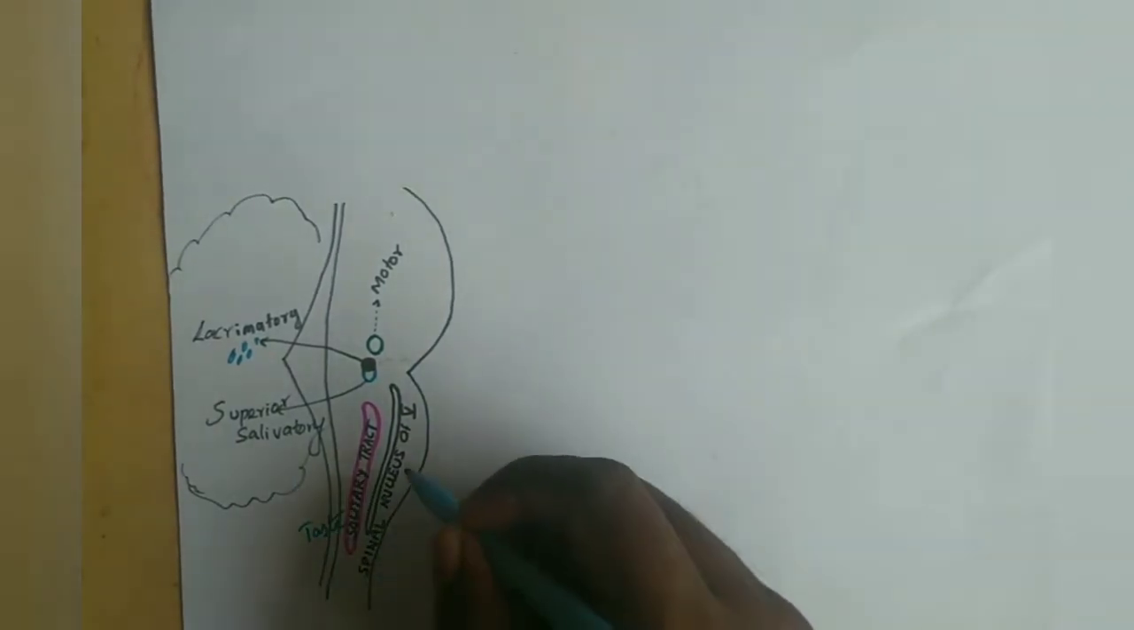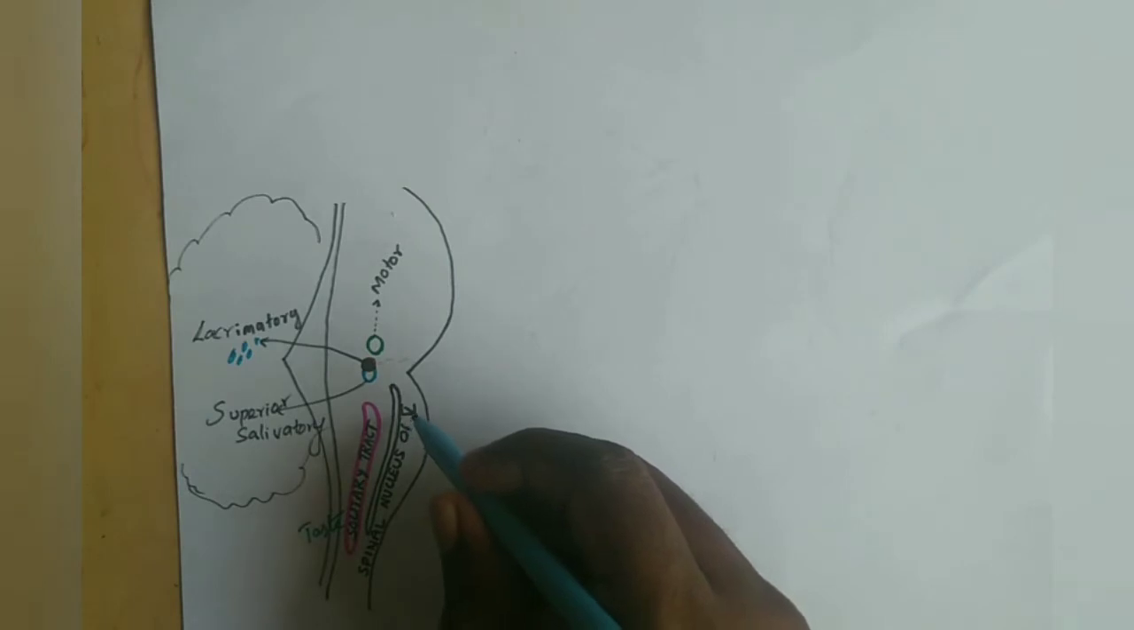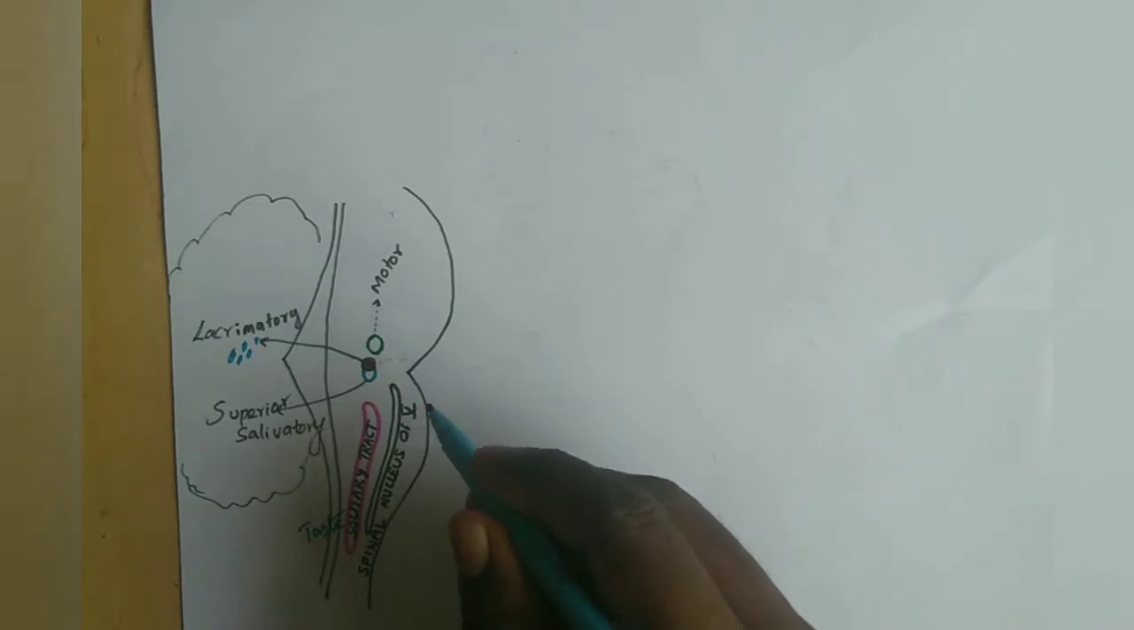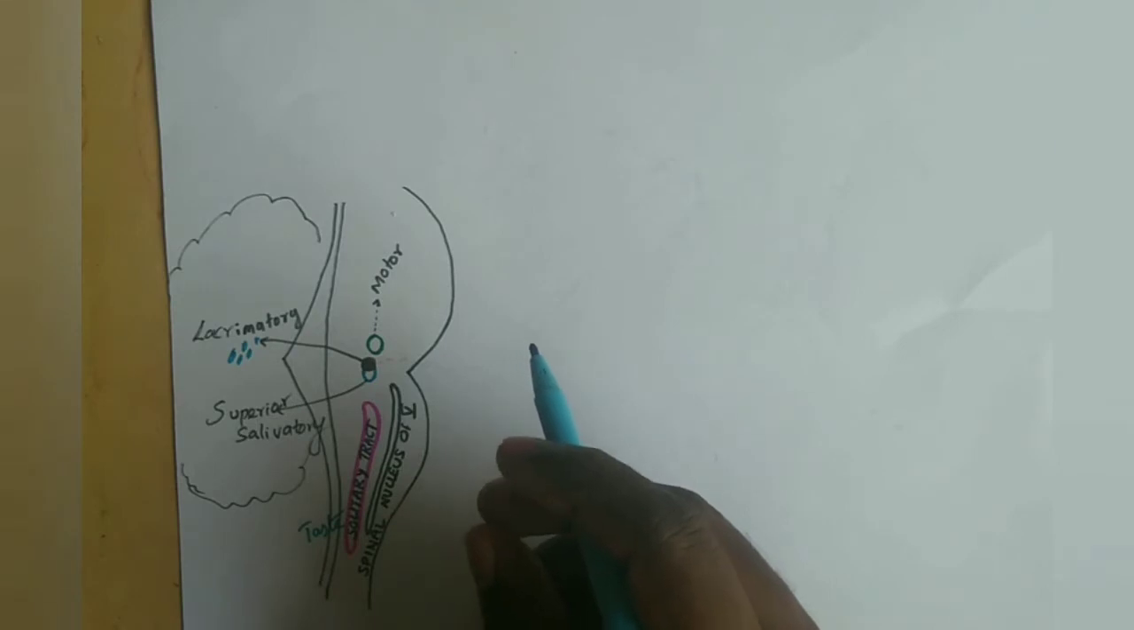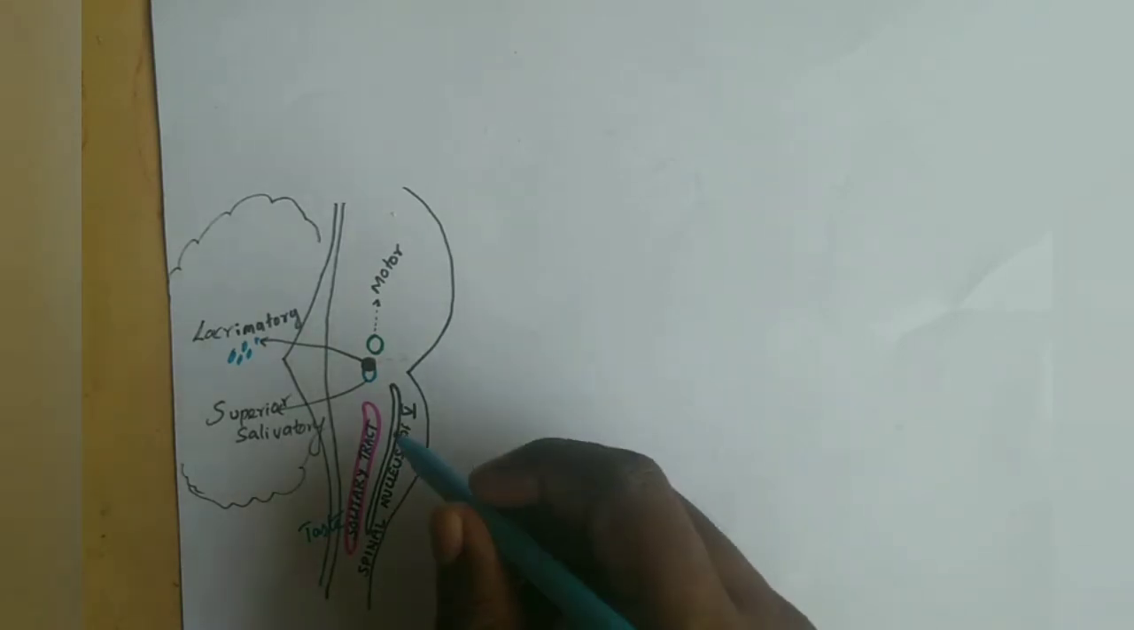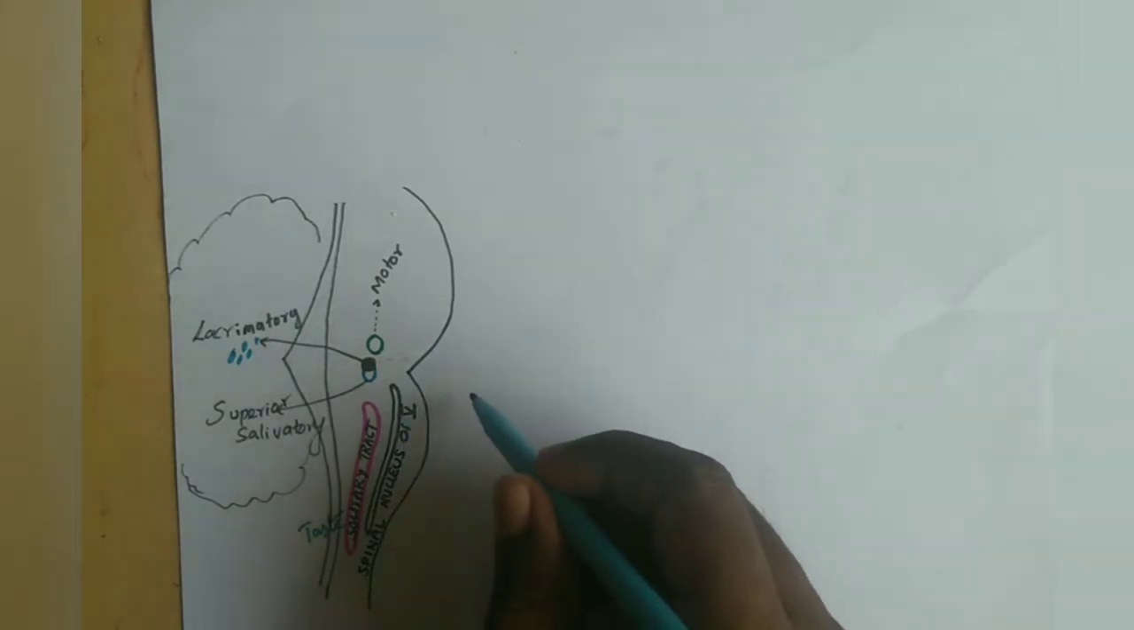Then the spinal nucleus of the trigeminal nerve gives some fibers which supply the sensory component of a part of the external ear. A little bit of the external ear is supplied by the sensory fibers coming from the spinal nucleus of the trigeminal nerve.